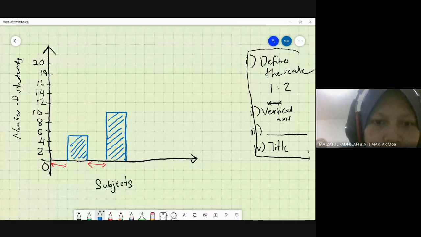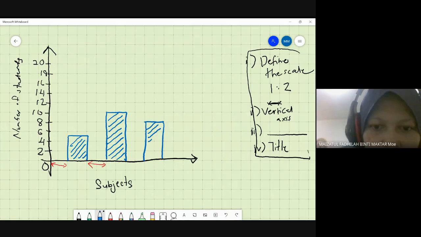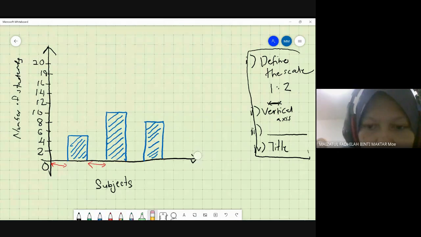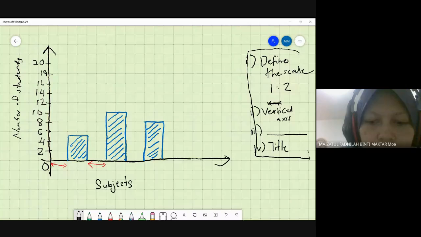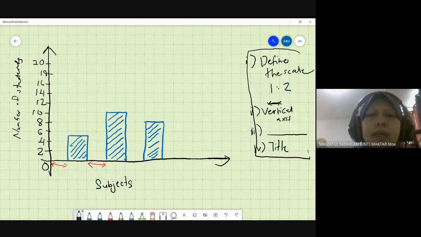English 8 students, where is the 8? So this will go like this. Right, so this one is to erase because we don't have enough space there. And the last one is science. Science is 17. Science 17 is between 16 and 18.